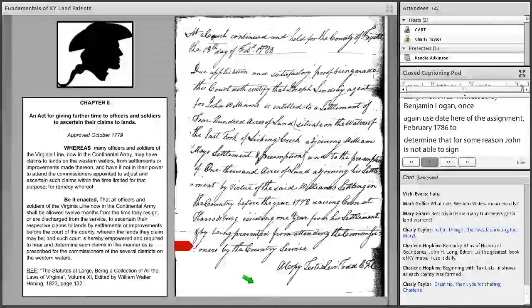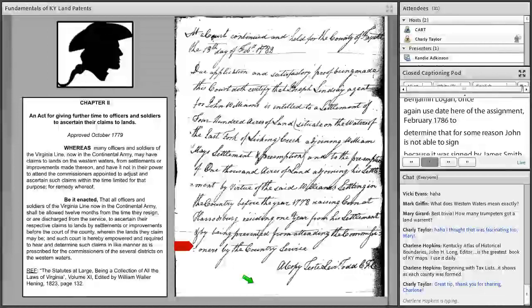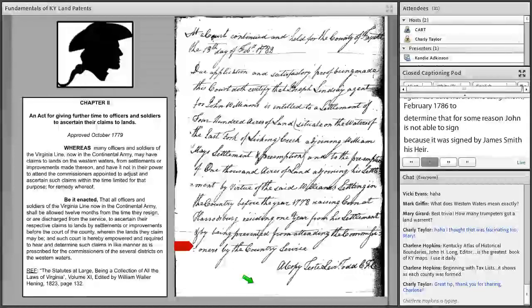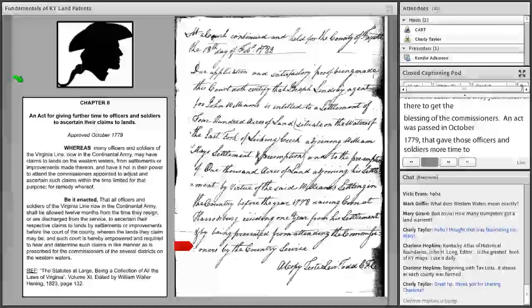I want to interject a point that we just found a few months ago, because we had questions about these Revolutionary War soldiers who were not able to attend the commissioners' meetings, but they had qualified for the corn and cabin claims. They just weren't there to get the blessing of the commissioners. An act was passed in October 1779 that gave those officers and soldiers more time to apply for their corn and cabin claims.